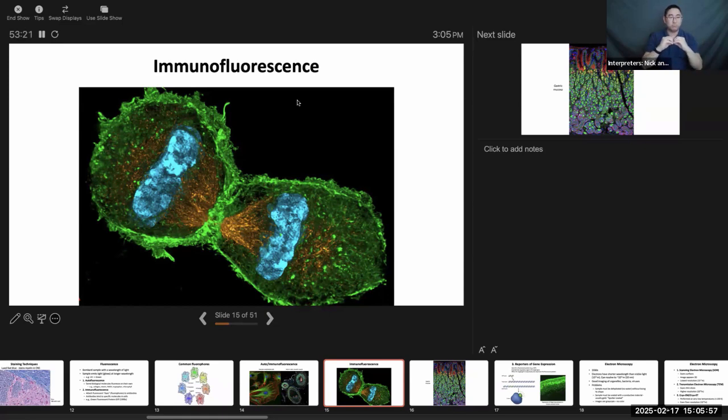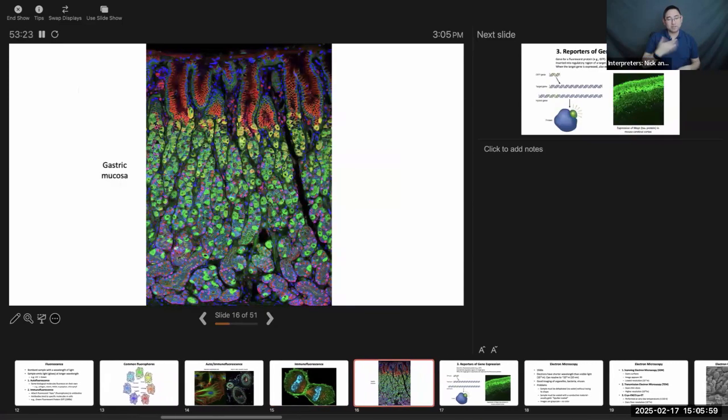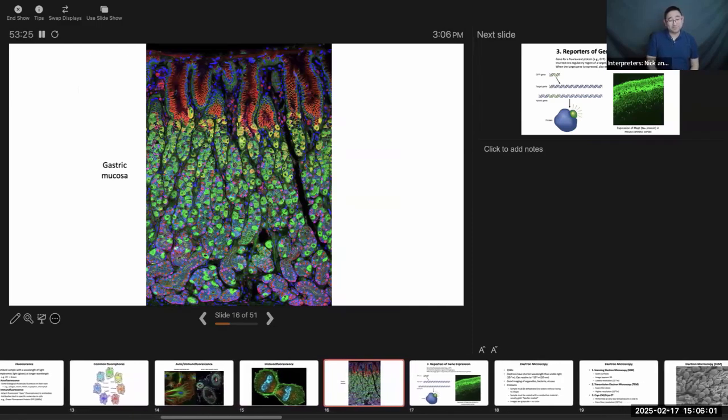And here's one I just thought was really pretty. I'd like to put a print of this on my wall. This is gastric mucosa.